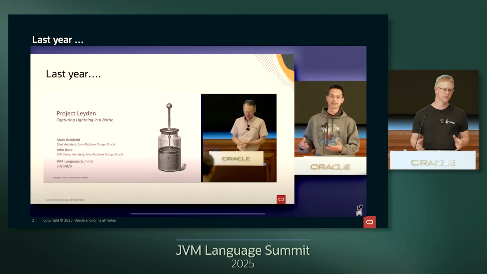Two years ago, Mark and John were here, and they talked about Project Leyden. They talked about the vision for what we're going to do with Leyden. They showed some of the prototypes, some of the different directions we had, talked about performance and the way that we were going to achieve these things. Last year, Yoy and I were able to stand up here and talk about the work that we were in the process of delivering, taking some of those prototypes, tuning them, redirecting them, and productizing them.